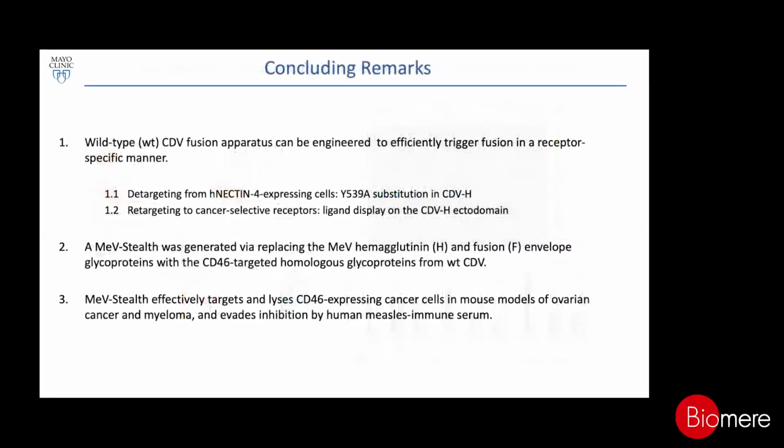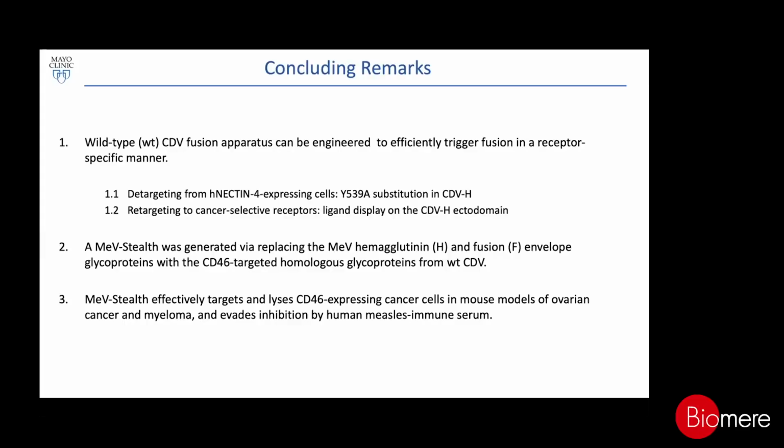To conclude, I have shown you that the wild-type CDV fusion apparatus can be engineered to efficiently trigger fusion in a receptor-specific manner. We have seen that the targeting of human Nectin-4 expressing cells can be achieved via a substitution in position 539 in the hemagglutinin protein. And we can retarget the CDV H protein to cancer-selective receptors via display of ligands.